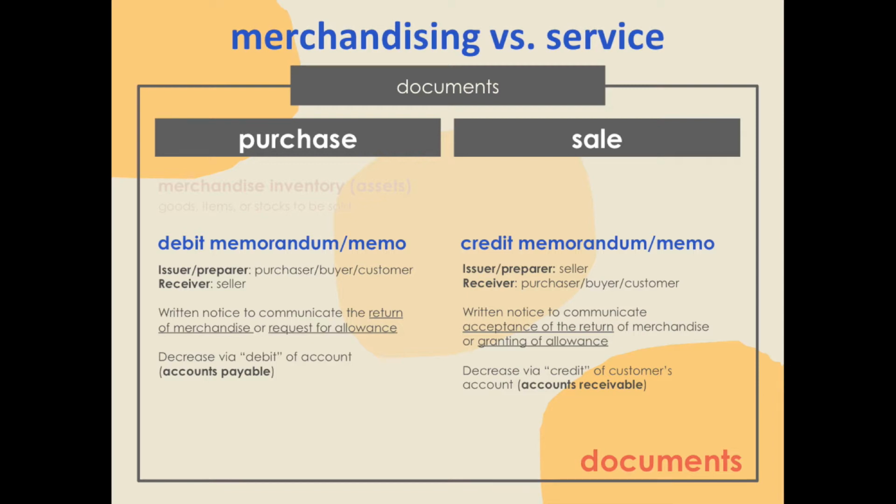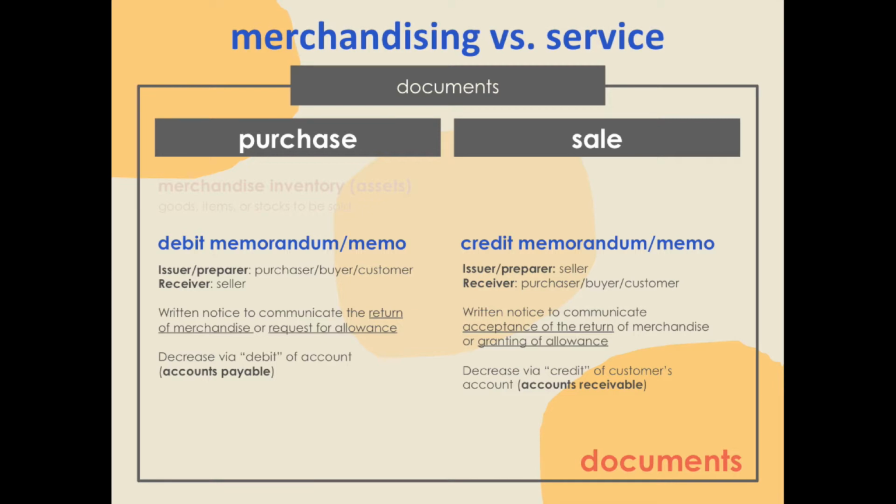If you find it confusing, just remember that both of these documents will result in a reduction of the accounts payable or receivable. Now, which account is reduced by debiting? Accounts payable, right? So the debit memo reduces the accounts payable, which is recorded by the buyer. So you'll remember that the debit memo is prepared by the buyer.